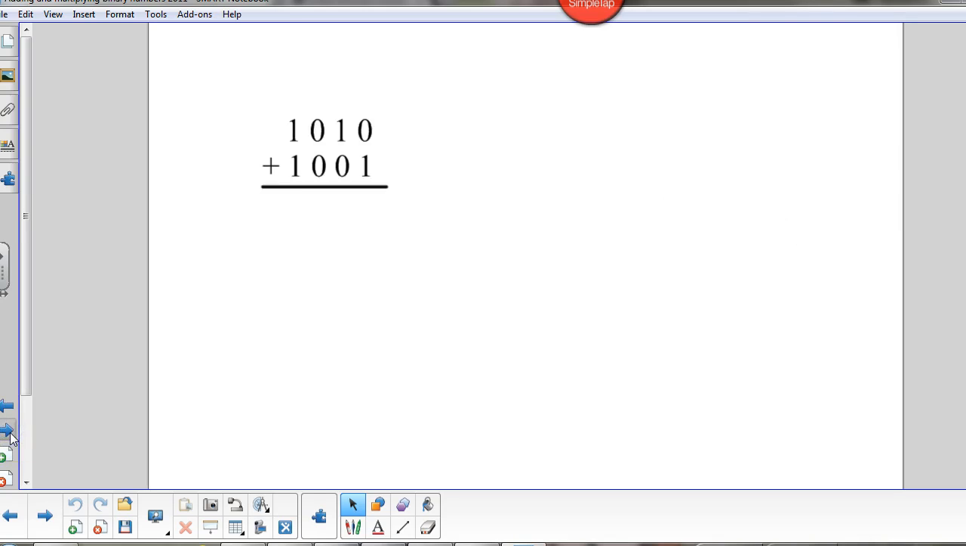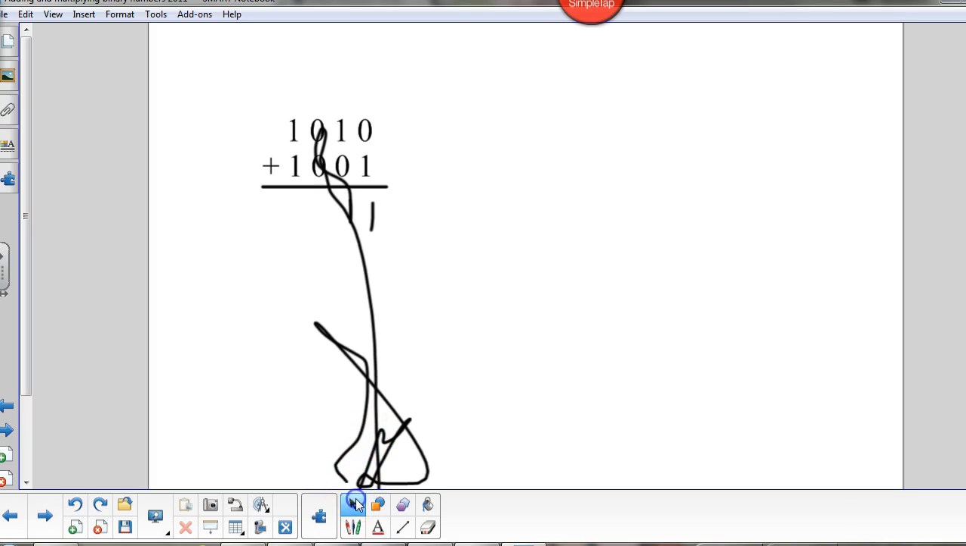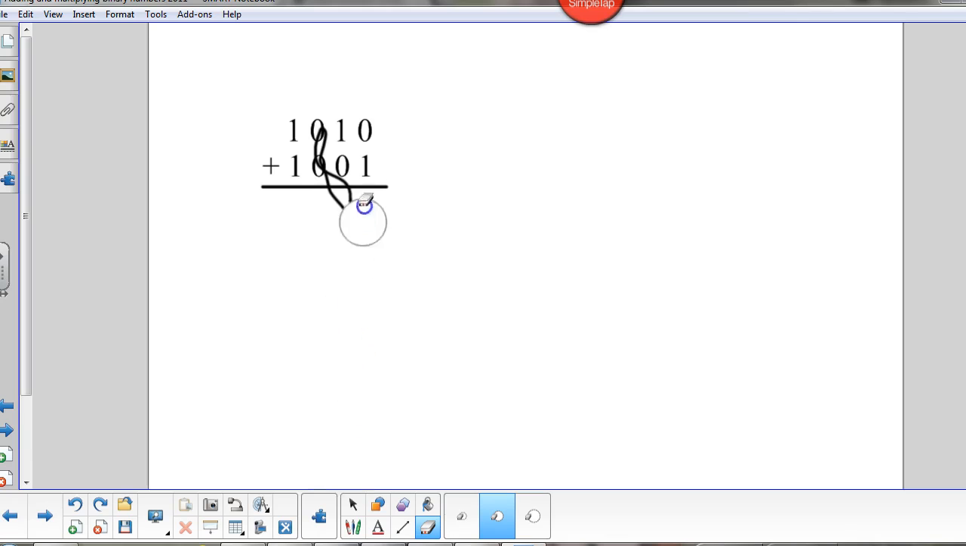So we're going to add these numbers together, right? Just like you would, 0 plus 1 is 1. 1 plus 0 is 1. 0, that's not good. So we try that over.